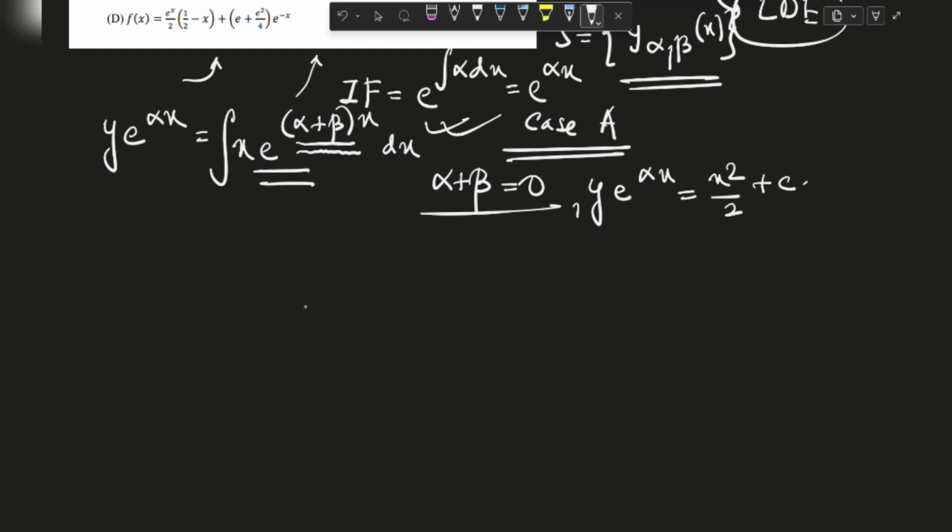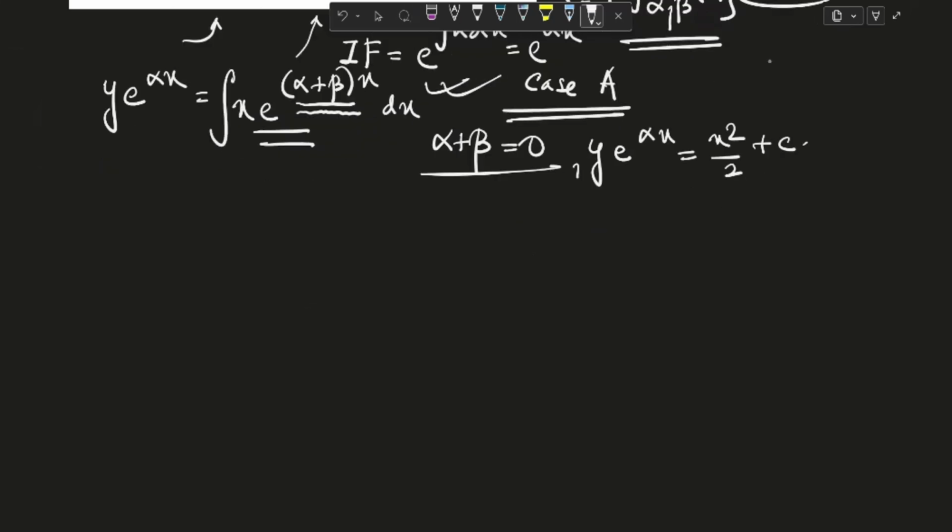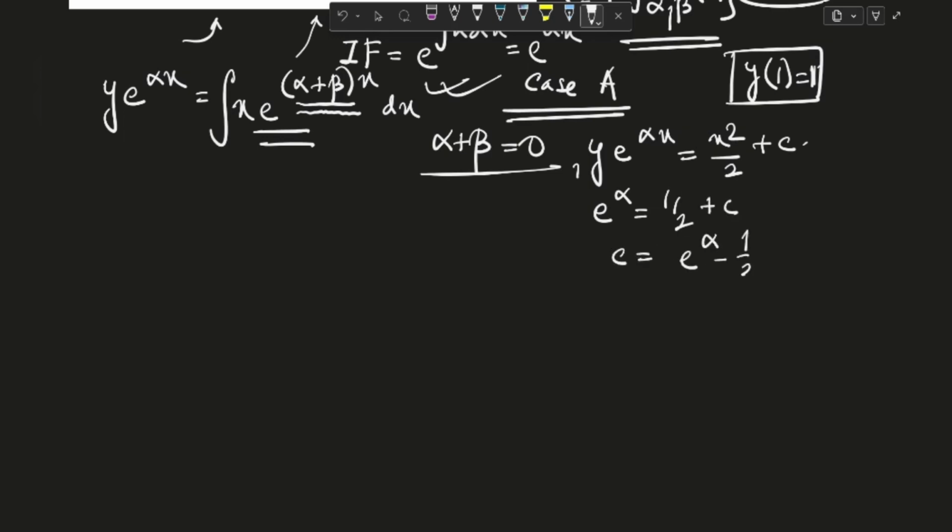This is it. And now, just a minute. We have a very important piece of information given. I guess I forgot to write that at the top: y of 1 equal to 1, basically for finding the constant. So let's put that here. If we put x equal to 1, y equal to 1, I guess this will become e power alpha equals half plus c. So basically our c comes out to be e power alpha minus half. So y e power alpha x becomes equal to x square by 2 plus e power alpha minus half.